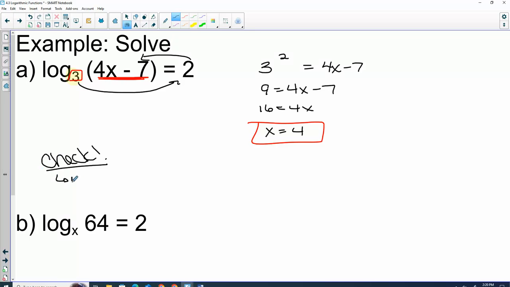So what we have to remember is the argument, the thing we're doing the log of, has to be greater than 0. So you're doing a quick check for that.